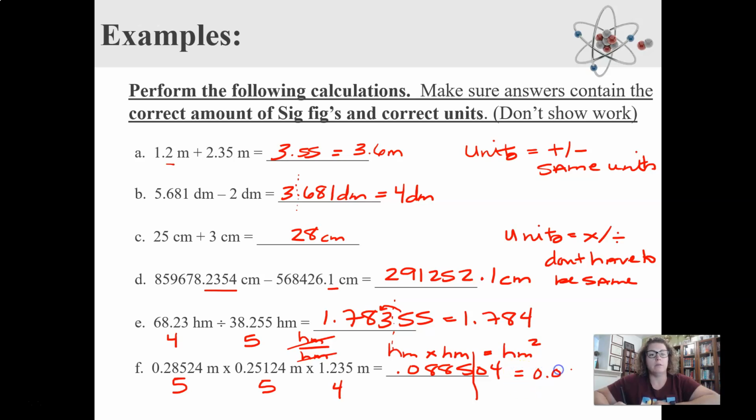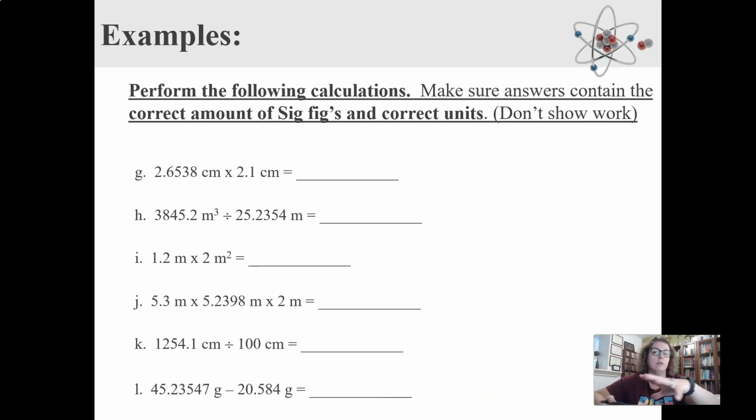So 0.0885, and then meters, oops, sorry, I'm in my video there. 0.0885, well, I need 4 sig figs. Oops, I drew my line in the wrong spot. I need that 0 right there. The zeros in the front do not count as sig figs because they're leading zeros. So 0.08850, and then meters cubed. Okay? So that is what happens when you multiply or divide units. Okay? I got a couple more examples on here. So like I said, if you want to pause the video, try them yourself, and then check your answers.